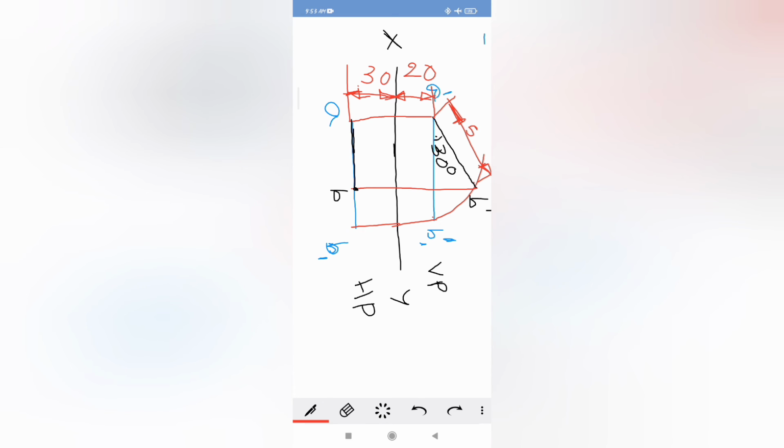Which is given as 50 mm, and later on, measuring this length AB with your scale, you have to give dimensioning. What is the reduced length? Whatever you get. Here one thing should be kept in your mind: whenever the line is inclined to one plane and parallel to the other plane, in one view you can see the true length along with true inclination, whereas in the other view you can see the reduced length. The reduced length should be measured and you have to dimension.